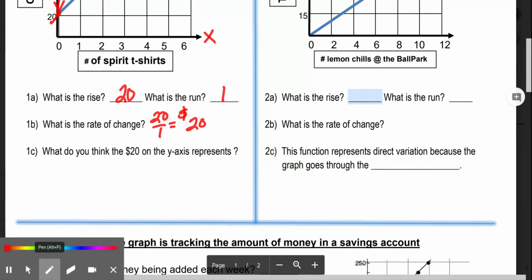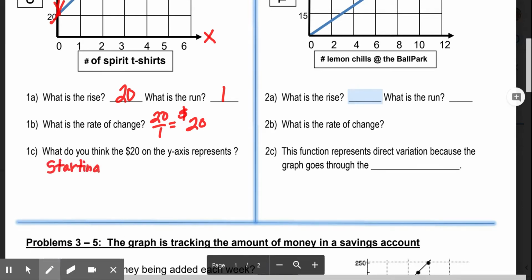Now then, it says, well, what do you think the $20 on the y-axis represents? Well, this is the starting amount. It's not per shirt, because if you notice, it's 0 shirts and it's $20. So if this is the starting amount and it's not the cost per shirt, that starting amount could be what it takes to draw the picture. Maybe they're charging something like that up front.